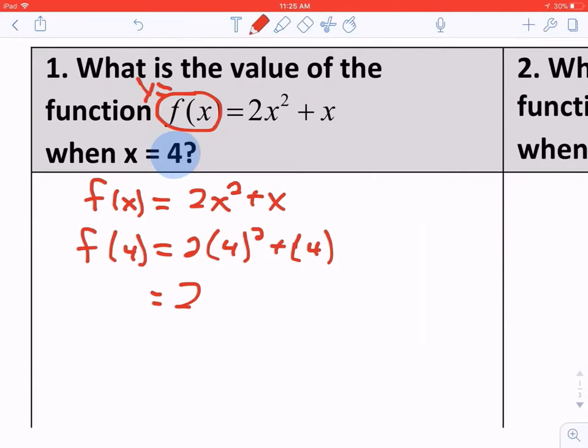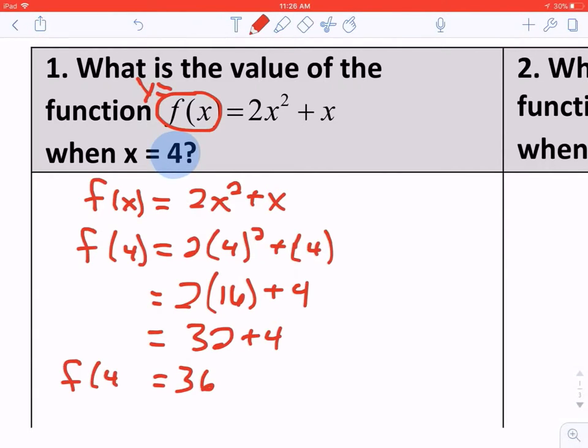Order of operations, we do exponents first. 4 squared means 4 times 4, which is 16. I eliminated the parentheses here at this point because they do not affect the problem. Continuing order of operations, 2 times 16 is 32. Then we add the 4 to it and we get 36. So the function evaluated at 4 is 36.